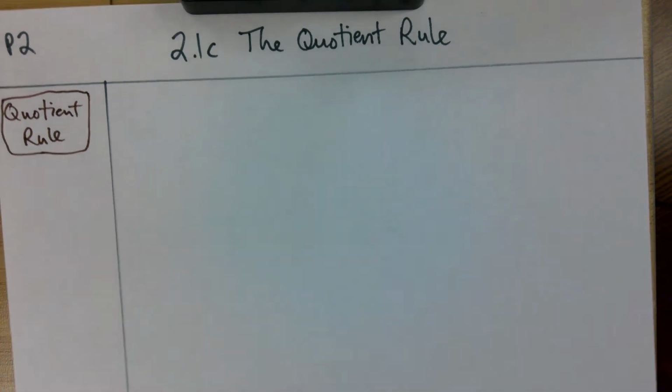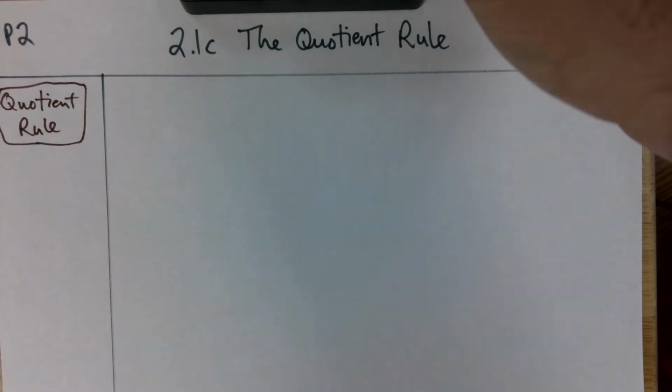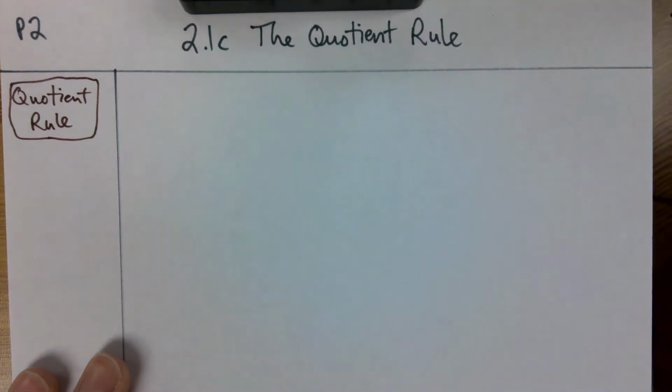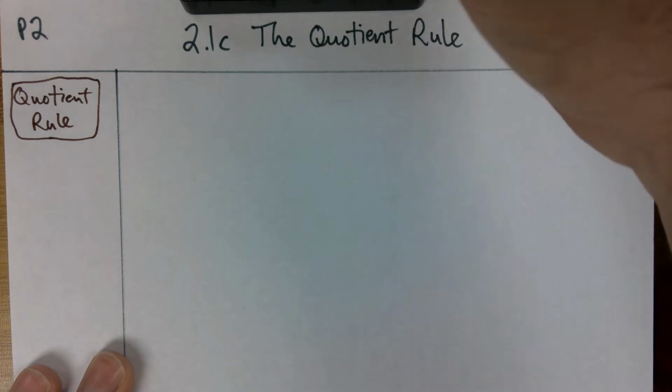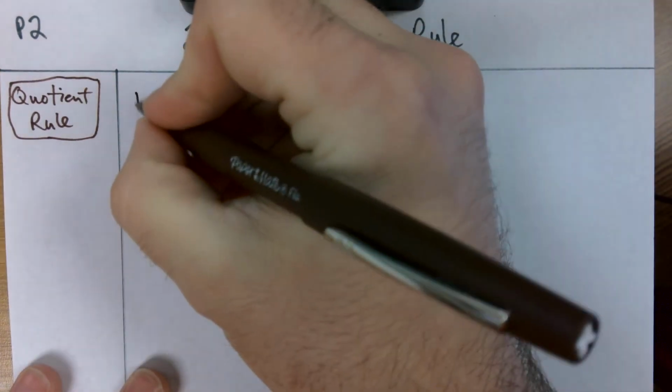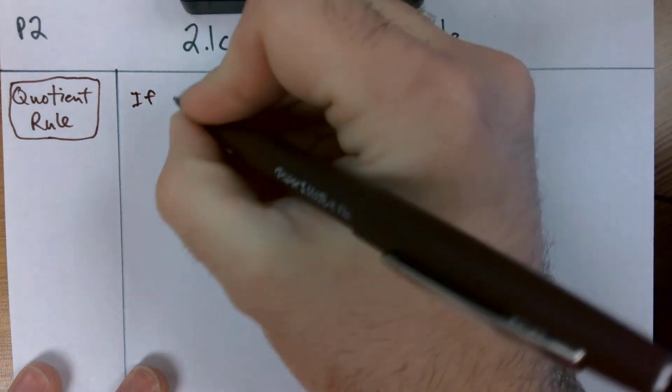So today we're talking about 2.1c, the quotient rule, much like yesterday's lesson, the product rule. If you felt confident with yesterday's lesson, today you should feel pretty good too. It's a very similar idea. So let's go ahead and get into it.